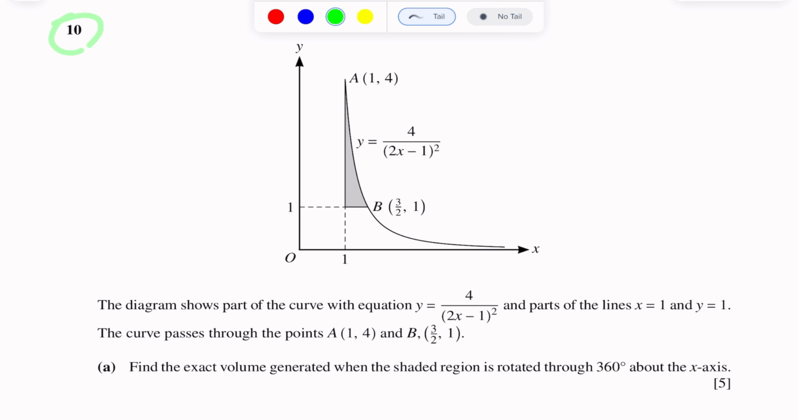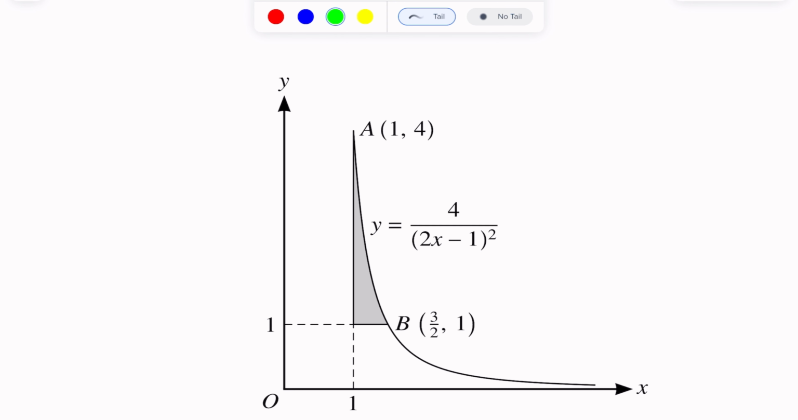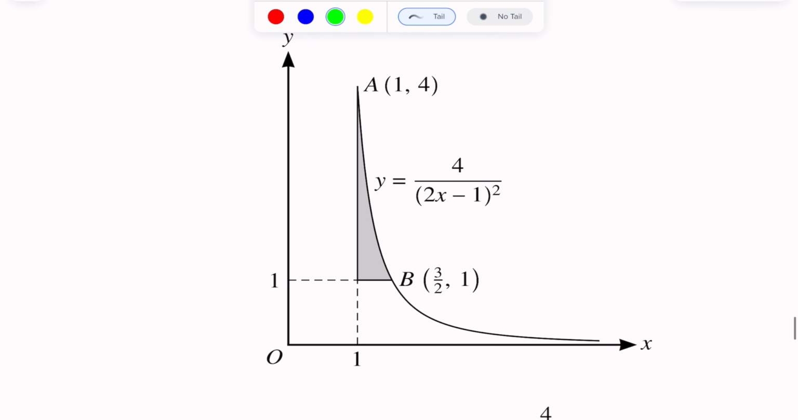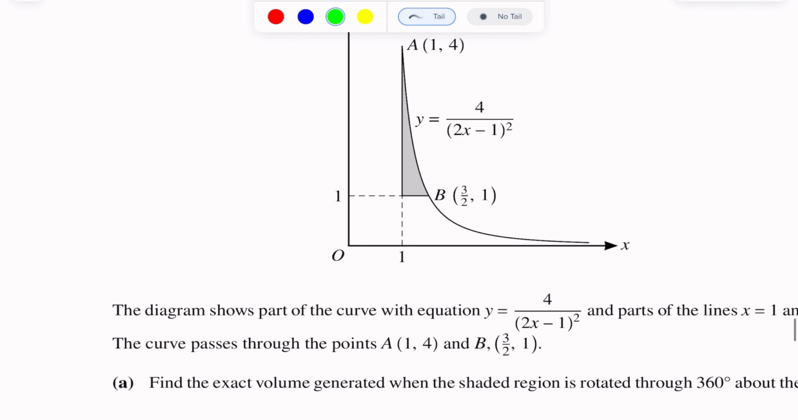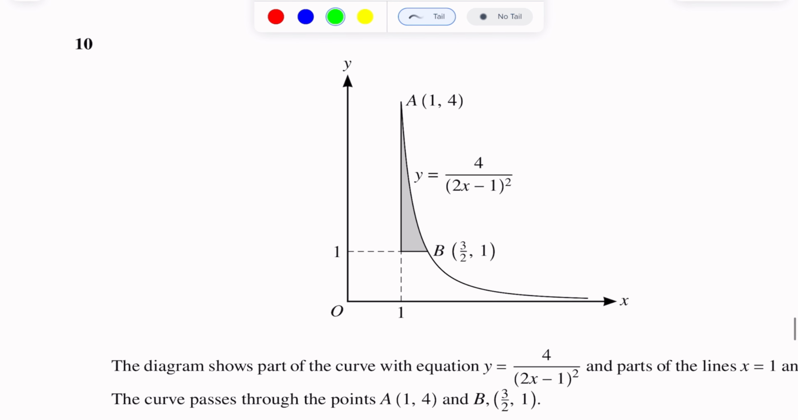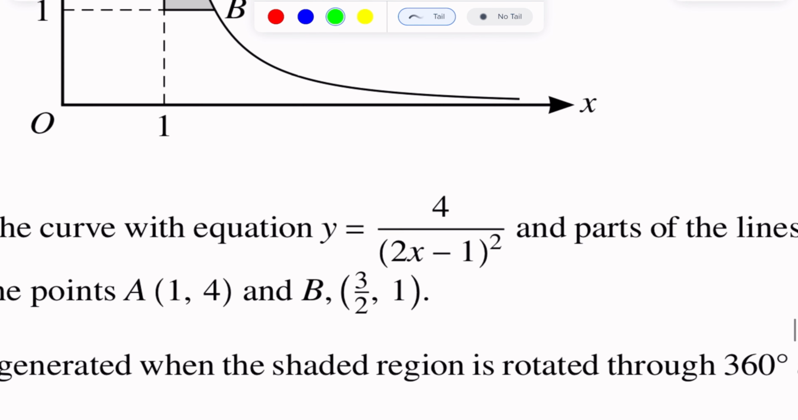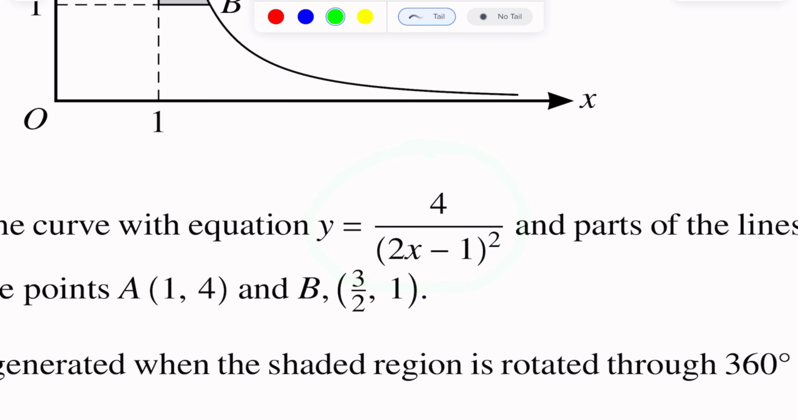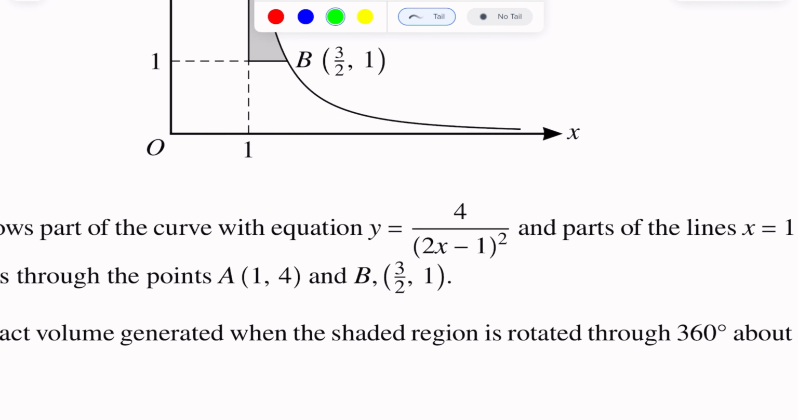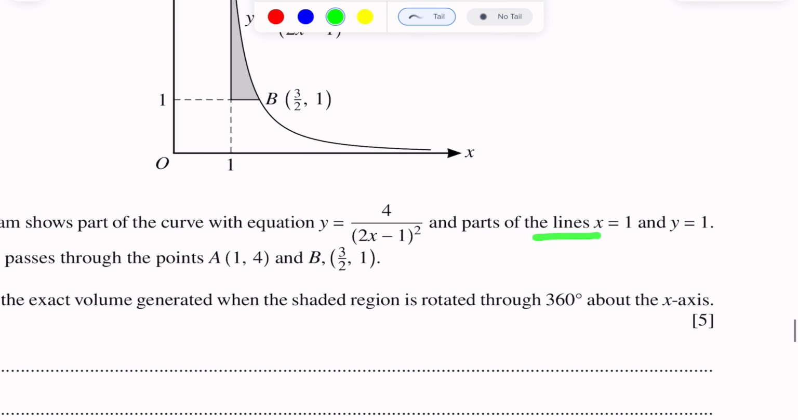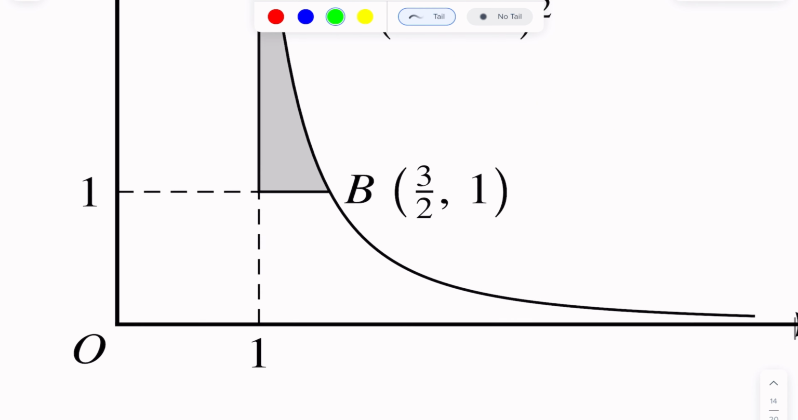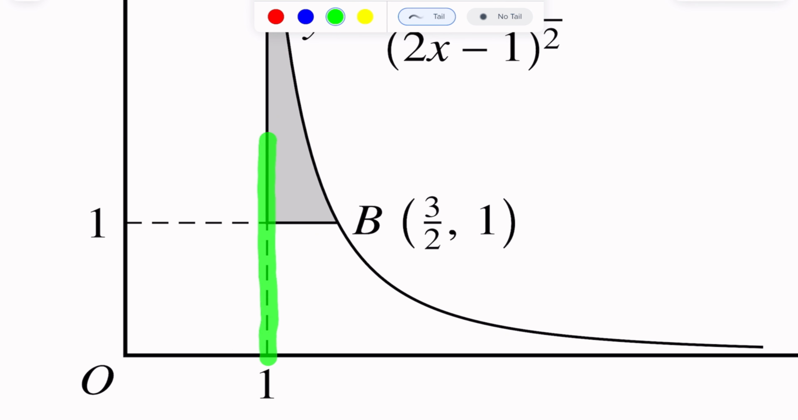Question number 10. This question is of integration. The diagram shows the part of the curve. This is a curve. The equation of the curve is y is equal to 4 over (2x minus 1) whole square, and parts of the lines x is equal to 1 and y is equal to 1. This line is x is equal to 1 and this line is y is equal to 1.